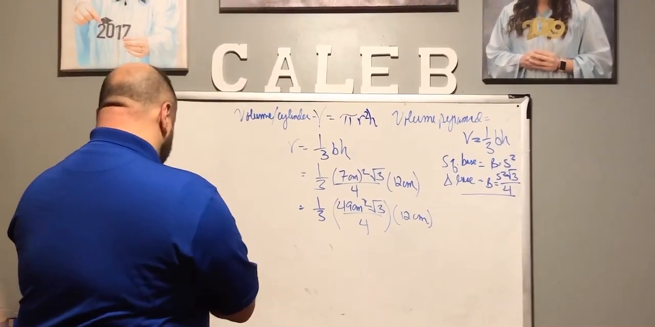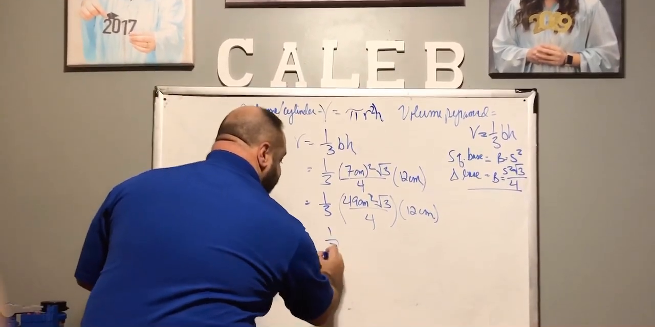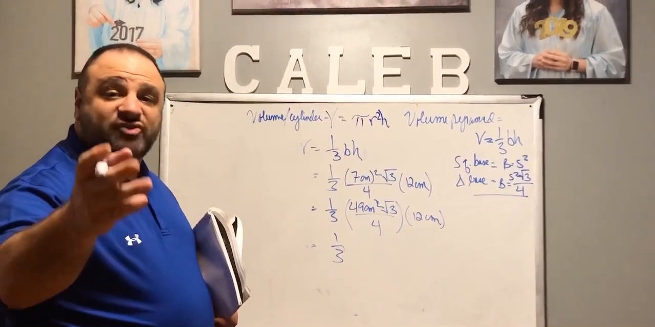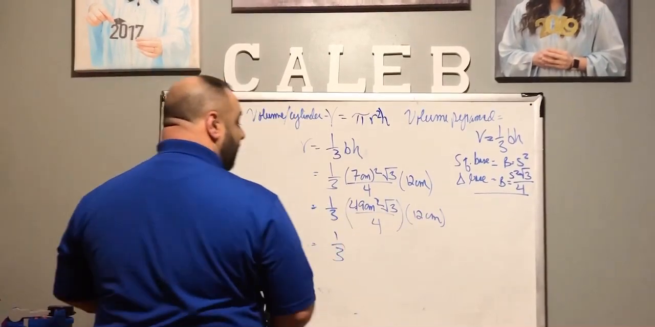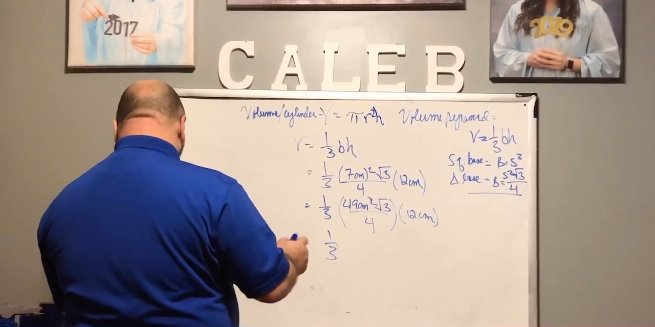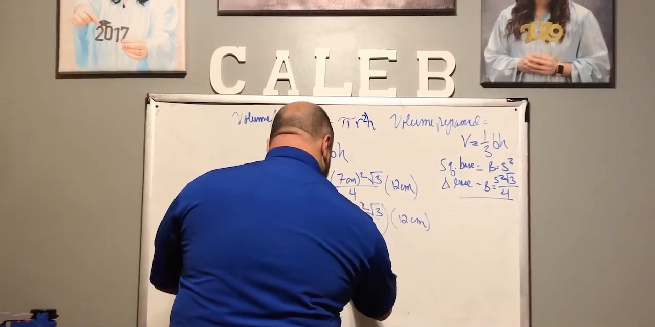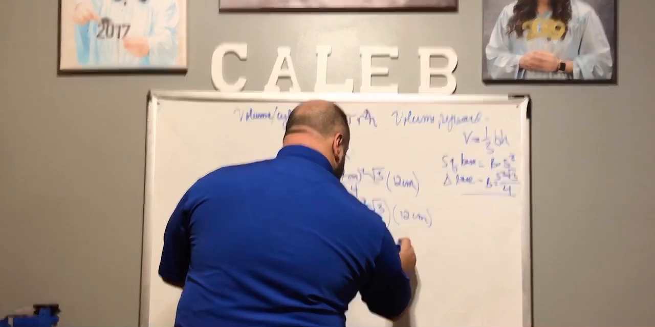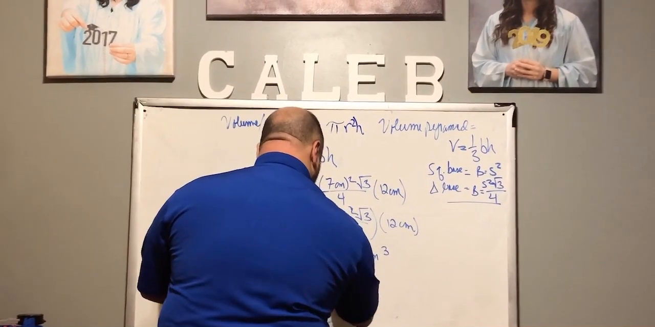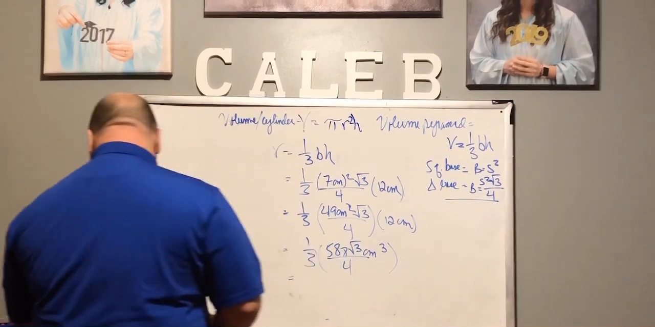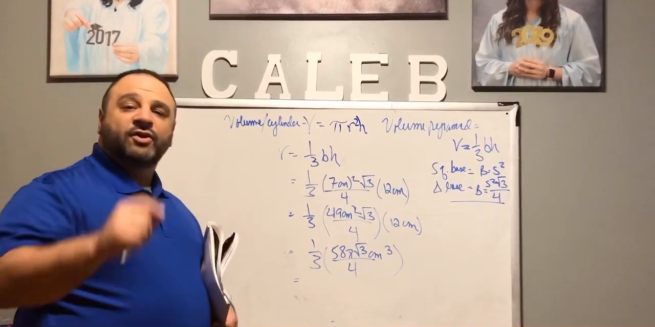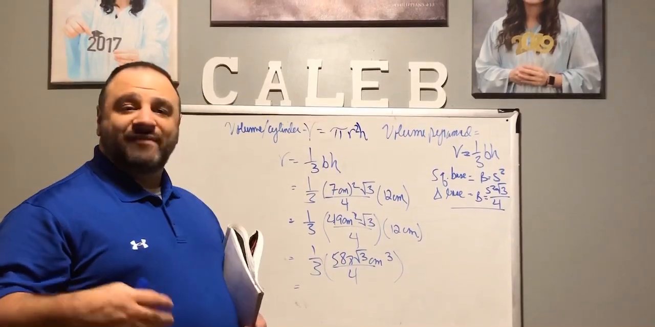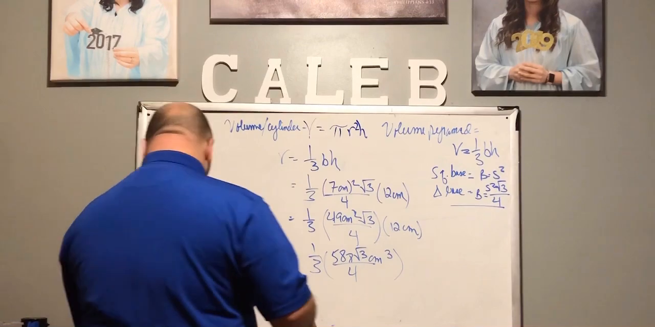Okay, now let's quickly get your calculator. Let's go 49 times 12. So 49 times 12, let's just multiply these two together here, which would simply be 588 square root of 3 centimeters cubed over 4. Get your calculator out. What's 588 times the square root of 3? Let's simplify that.